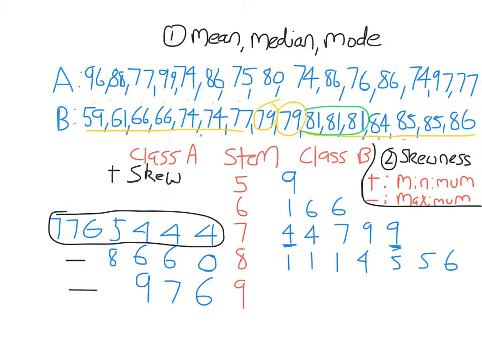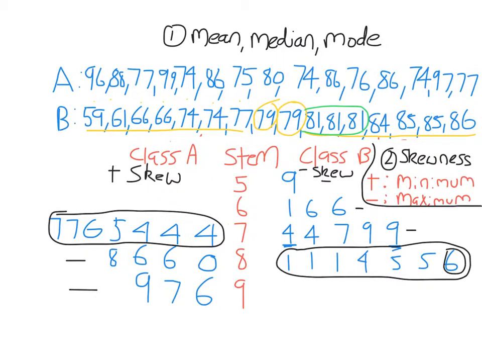Whereas for Class B, the opposite happens. Remember, Class B was negatively skewed. So the maximum score is 86. It has more scores clustered towards this maximum score. And then as you get lower, you have fewer scores.